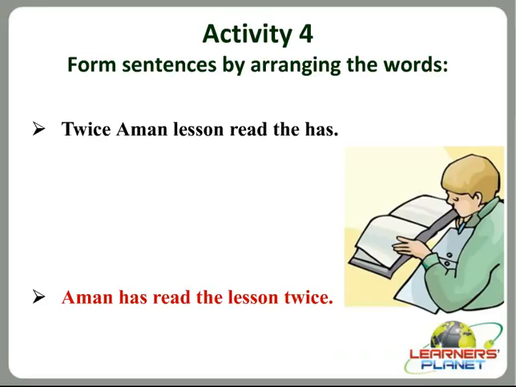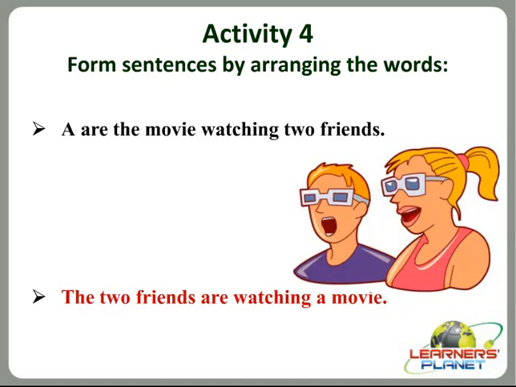Next, twice, Aman, lesson, read, the, has. So the sentence should start with Aman. Aman has done what? Aman has read. Aman has read what? The lesson. How many times? Twice. Aman has read the lesson twice.